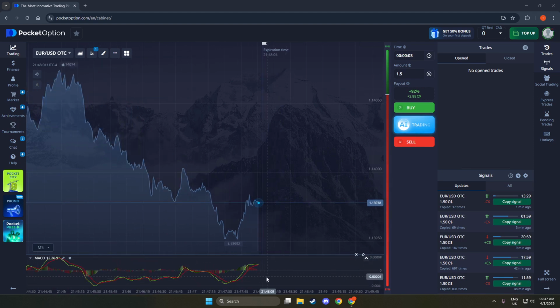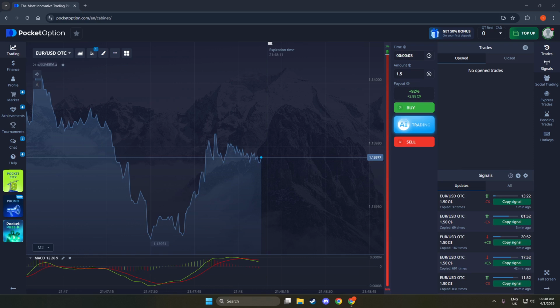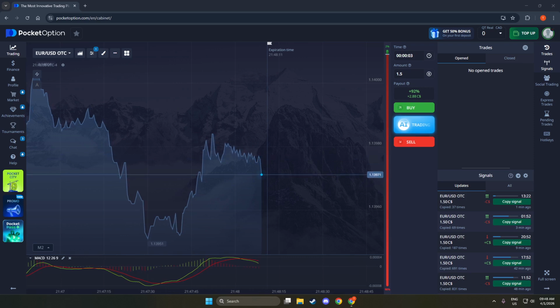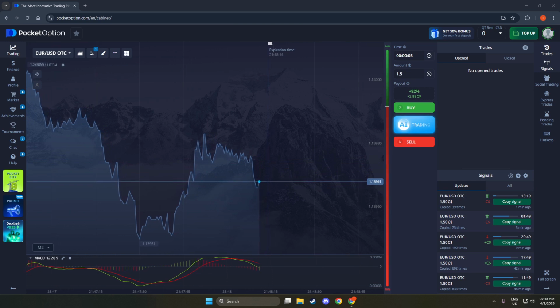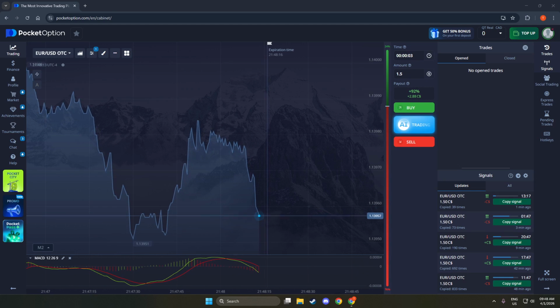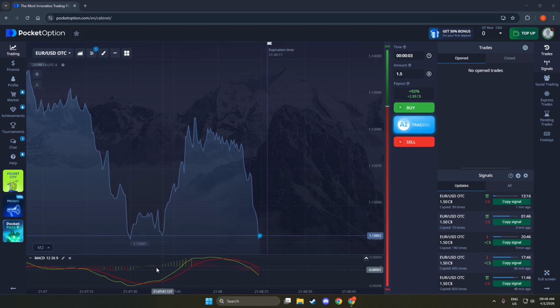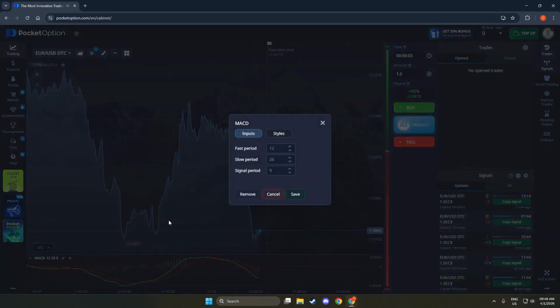Now, let's talk about the key thing you'll watch for: crossovers of the MACD line and the signal line. The MACD line is the faster moving line. The signal line is the smoother one. When the MACD line crosses above the signal line, that suggests momentum is turning upward. When it crosses below, that suggests momentum is turning downward. It's often helpful to wait for the candle to close to confirm the crossover, because lines can flicker during a live candle and give a premature signal.